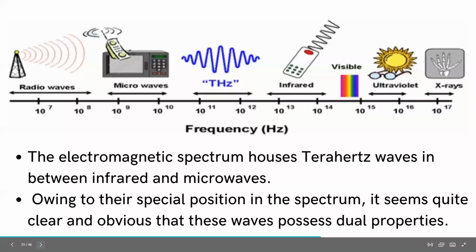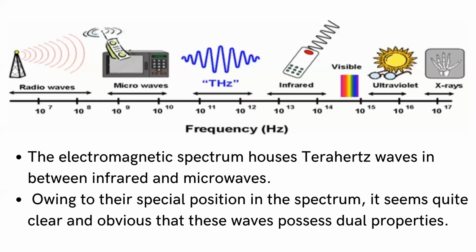Now I think you have the spectrum with you, but here in the spectrum, I have added the terahertz waves. So we have the radio wave, microwave, then between the microwave and the infrared wave, we have the terahertz waves. So in the electromagnetic spectrum, the terahertz waves are in the place between the microwaves and the infrared radiation. So terahertz waves possess the properties of both of them. They have some properties of microwaves and some properties of infrared radiation.